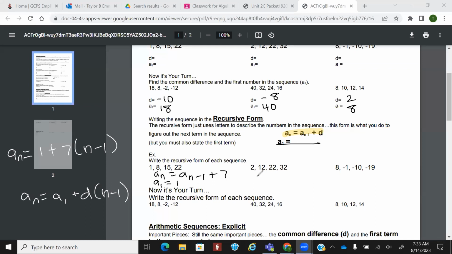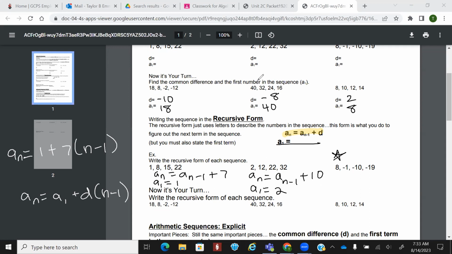Okay, so let's see how you did. We said a sub n equals a sub n minus 1 plus... our difference was 10. And then a sub 1 was 2. Simple enough? Okay. All right, we're going to try one more.